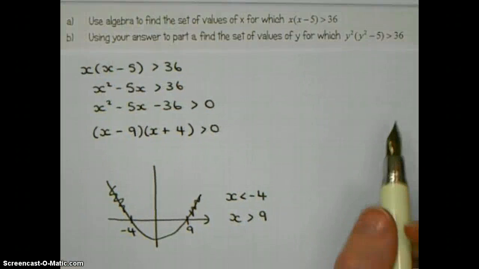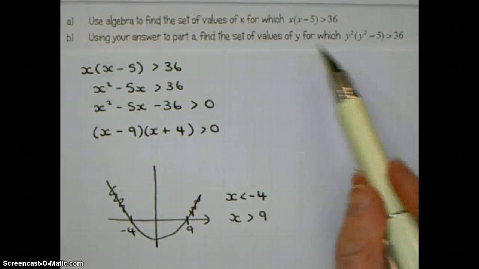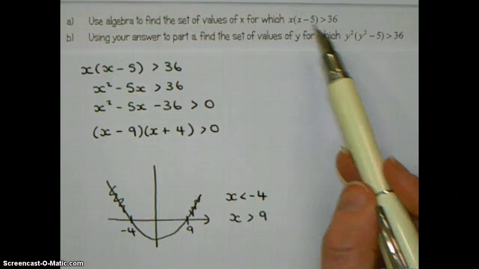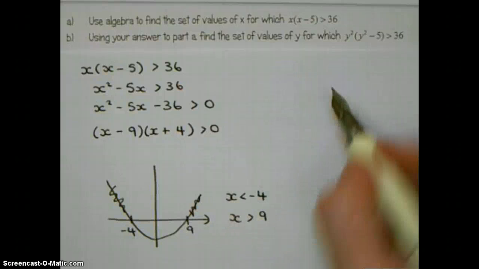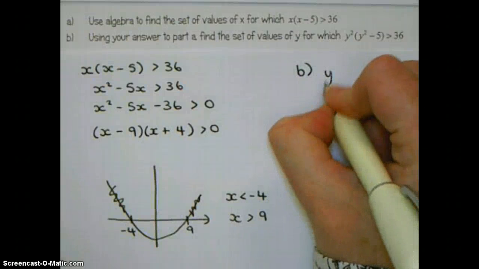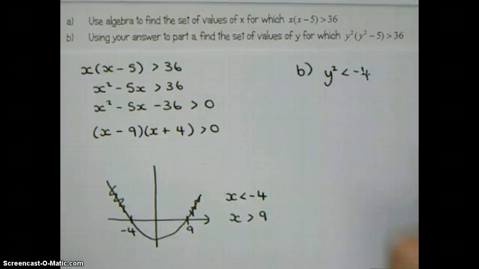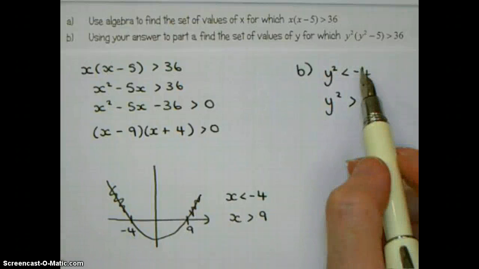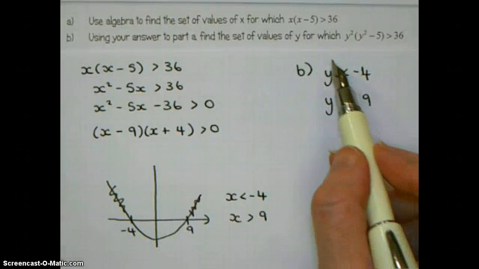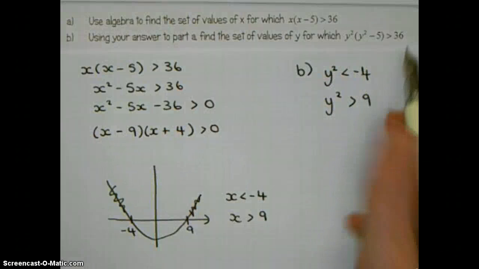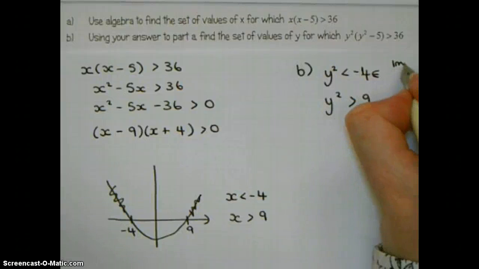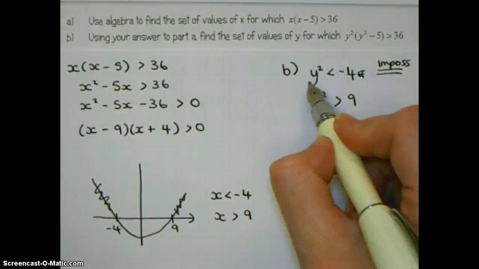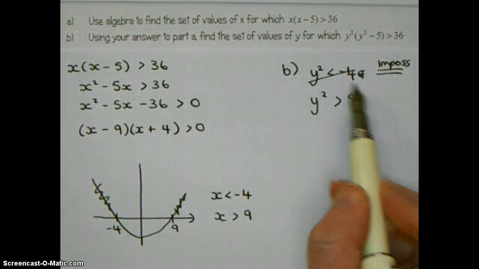Part B then says, using your answer to part A, solve or find the set of values for this. So hopefully you can see, from A, that all we've done is replace the x with y squared. So for part B, that inequality is satisfied if y squared is less than minus 4, or y squared is bigger than 9. So can a square number be less than minus 4? Well, the smallest square number we can get is 0. We can never have a square number be negative. So that one is impossible. It's not possible to have that one. We can get rid of that one. So the only values of y that work are this one.